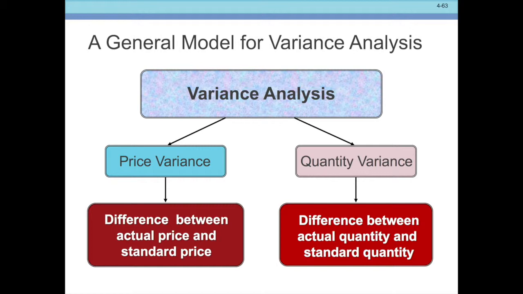It's a variance analysis, and we're going to look at two different things: price variance and quantity variance. So we're not taking it as a whole, we're breaking it into two pieces. The price variance is the difference between the actual price and the standard price. And the quantity variance is between the actual quantity and the standard quantity.